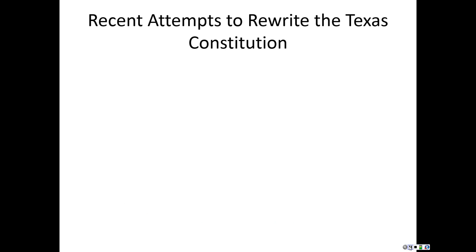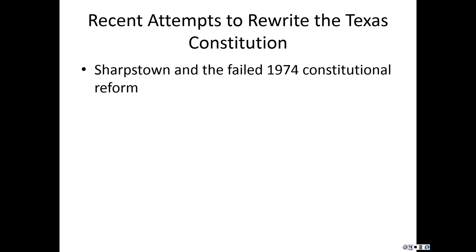The Texas Constitution has been amended many times since 1876, but it has never been completely rewritten. There were a couple of efforts that we're going to discuss. The first was Sharpstown and the failed 1974 constitutional reform.